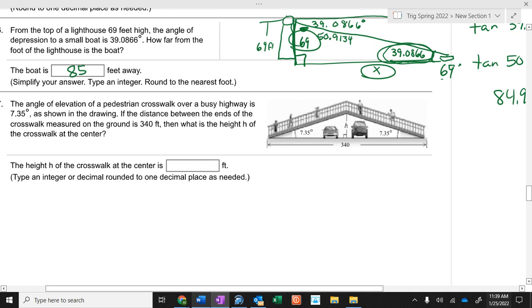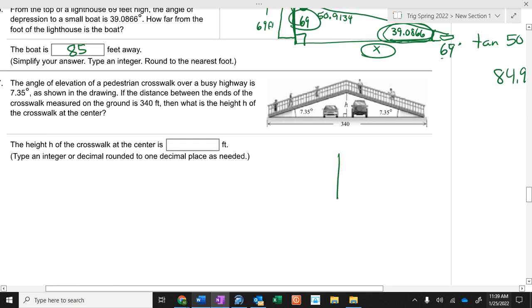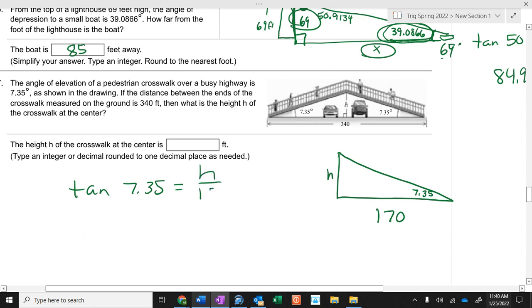Well, we make a right triangle here. So here's our right triangle. We know 7.35 is there. What's the base of this triangle going to be? Half of whatever that number is. Well, that number is 340. Half of that is 170. If I want to know the height, what trig function would I use? Tangent. The tangent of 7.35 degrees equals h over 170.